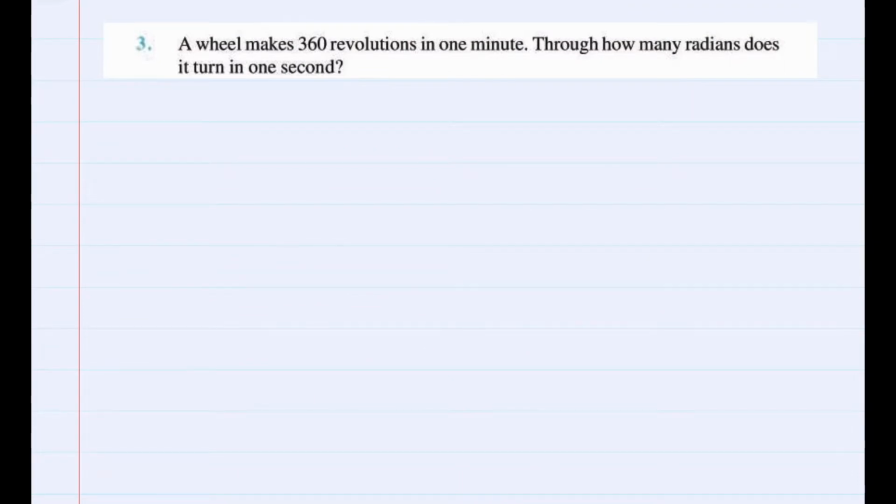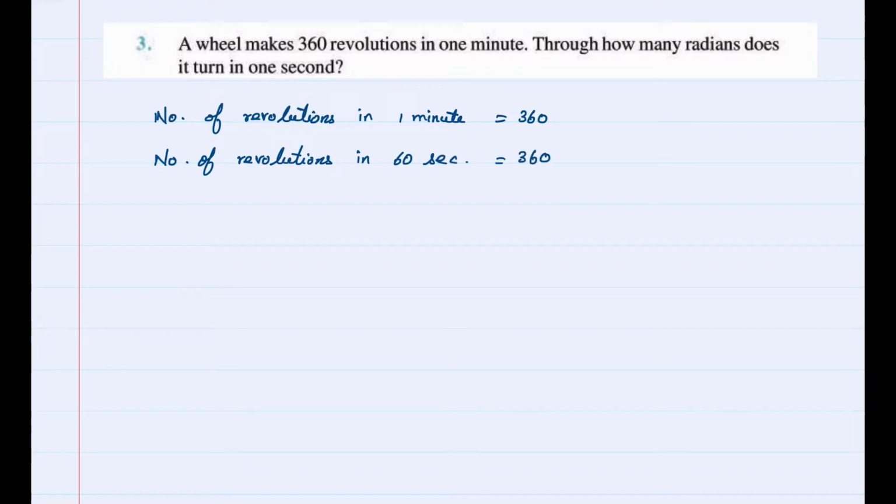Question 3. A wheel makes 360 revolutions in 1 minute. Through how many radians does it turn in 1 second? Number of revolutions in 1 minute is 360. Therefore, number of revolutions in 60 seconds is 360. 1 minute is 60 seconds, from which we can calculate the number of revolutions in 1 second. It is 360 over 60, 6 revolutions.